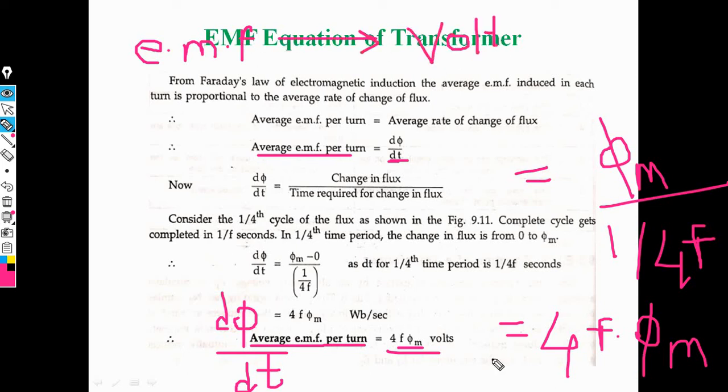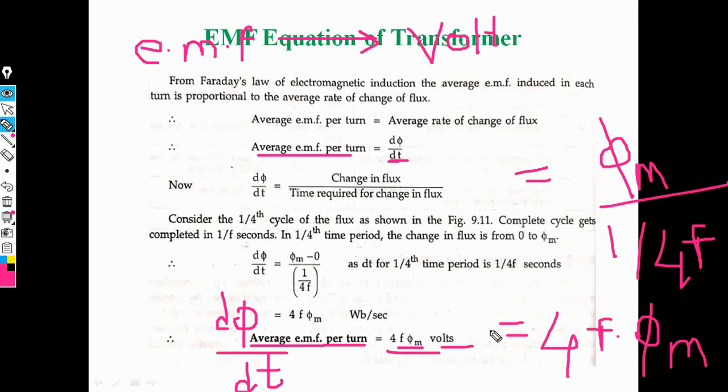Okay, now here the unit is volt. Now in this equation, first we have to use Faraday's law of electromagnetic induction to calculate the average EMF induced, that is E is equal to d phi by dt. Then d phi, that is the change in flux, that is phi m, moves from maximum flux, moves from primary winding to secondary winding.